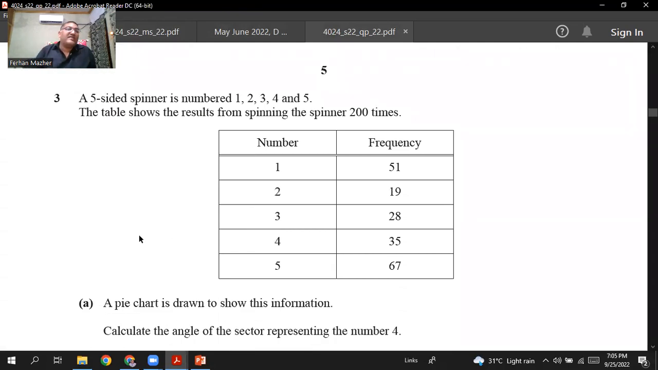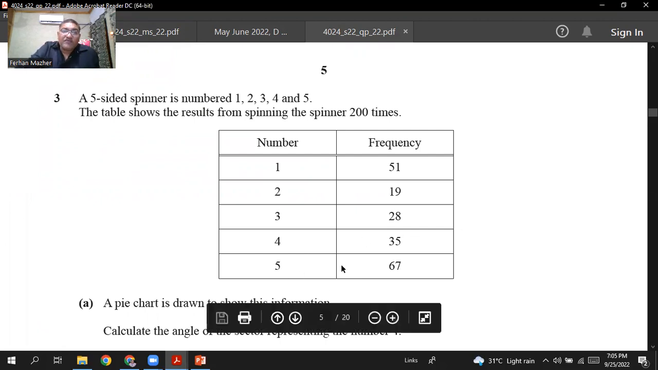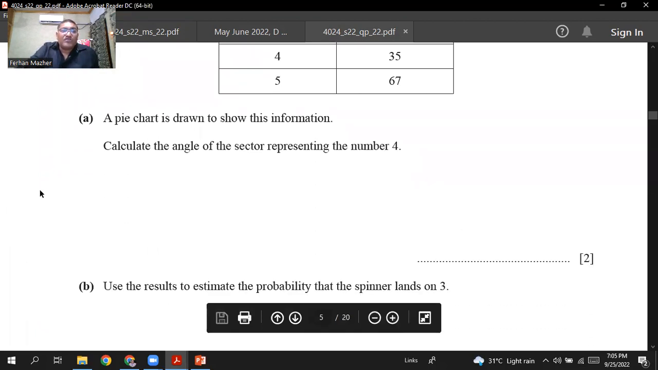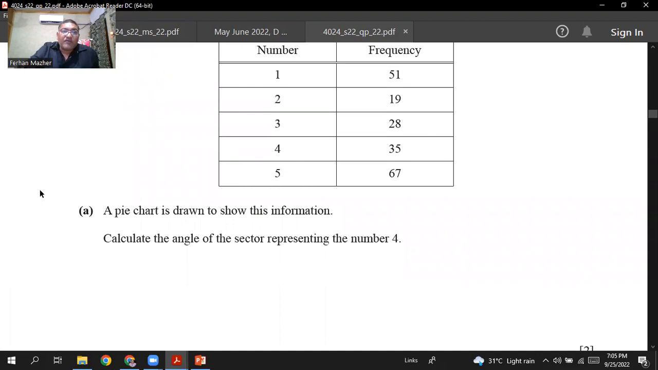The next question is: a 5-sided spinner is numbered 1, 2, 3, 4, and 5. The table shows the results from spinning the spinner 200 times. So 1 came out 51 times, 2 came out 19 times, 3 came 28 times, 4 came 35 times, 5 came 67 times. A pie chart is drawn to show this information. Calculate the angle of the sector that represents number 4.